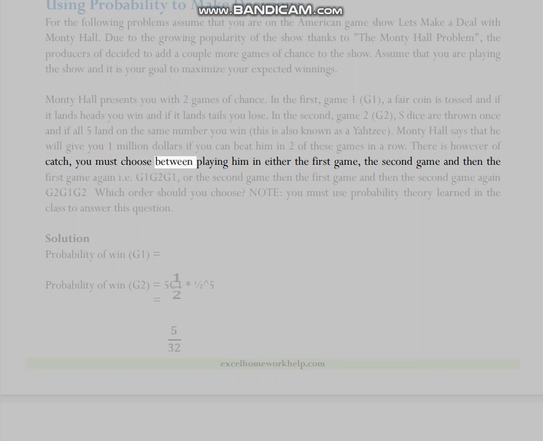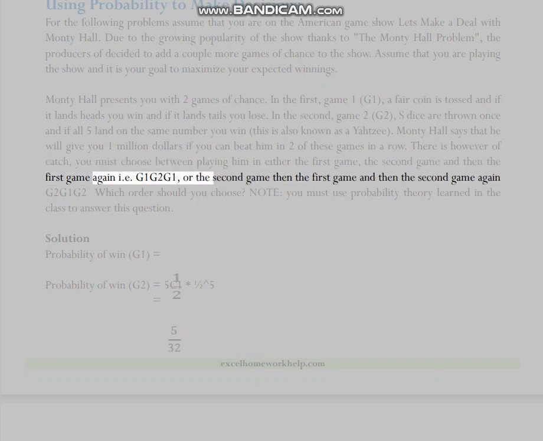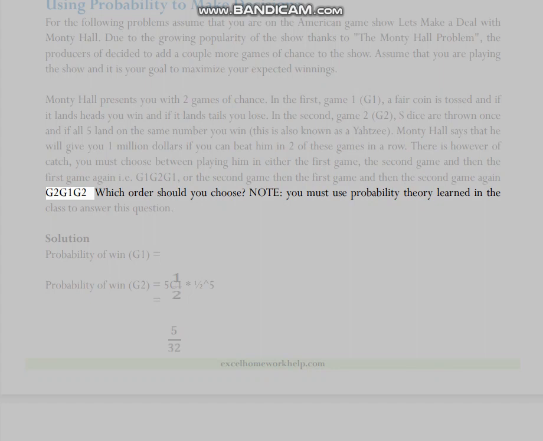You must choose between playing him in either the first game, the second game and then the first game again, i.e. G1, G2, G1, or the second game, then the first game, and then the second game again, G2, G1, G2. Which order should you choose? Note, you must use probability theory learned in the class to answer this question.